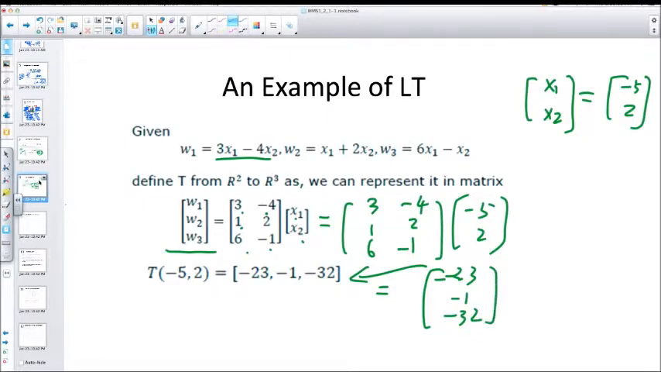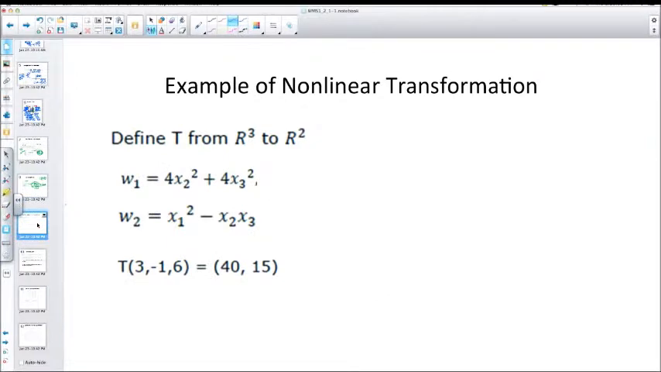Let me just do one, you're going to see it. 3 times negative 5 is negative 15, negative 4 times 2 is negative 8. That's negative 23, that's this element. You know how to multiply, that's all you need to do. The next one will be different.